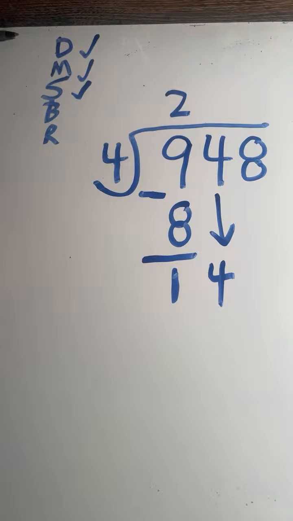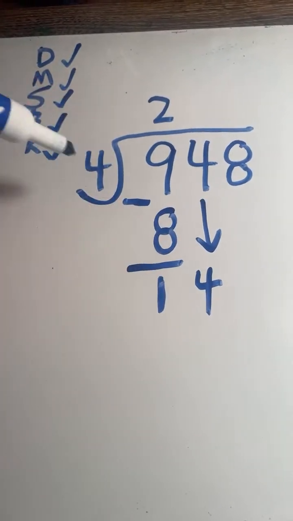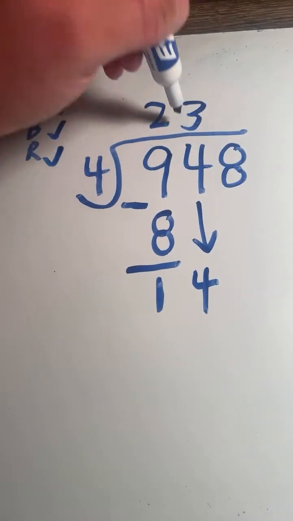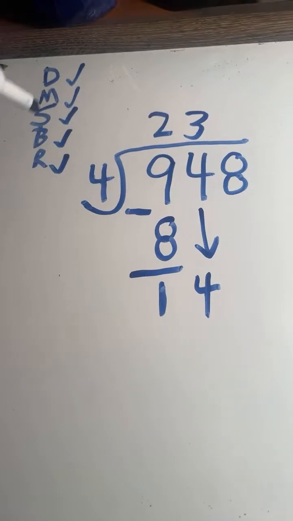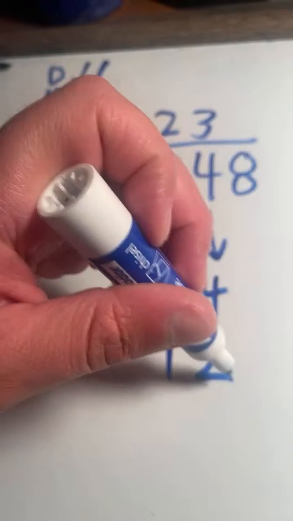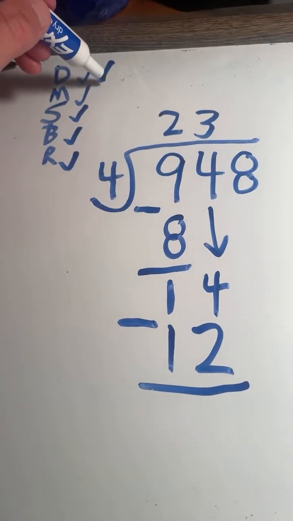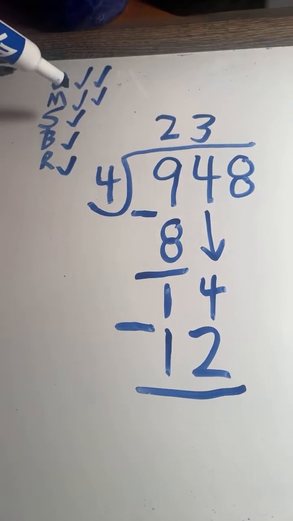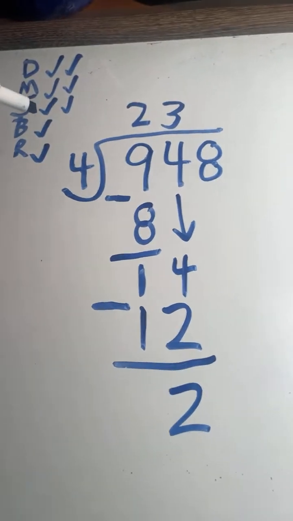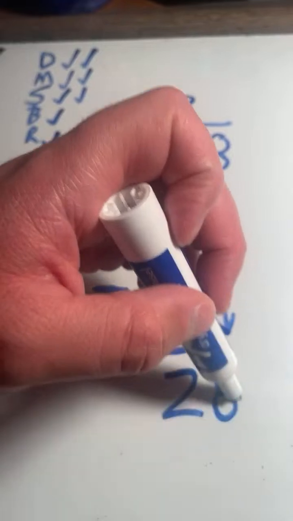And now we repeat the steps. So 14 divided by 4 equals 3. 3 times 4 equals 12. 14 minus 12 equals 2. Bring down the 8.